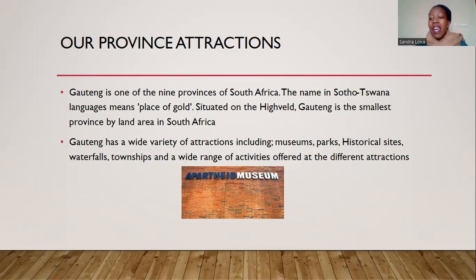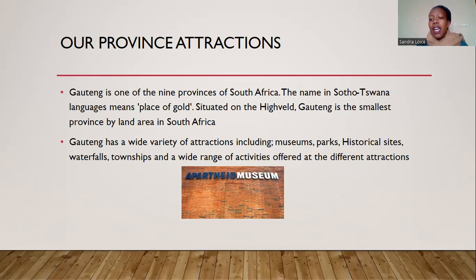Gauteng is situated on the highveld, and Gauteng is actually the smallest province by land area in South Africa. Funny enough, it holds quite a lot of the biggest population in South Africa currently, as over the years it kept building on with people coming from different places for work purposes. And as you know, where there's work, there are businesses that end up growing, and it attracted quite a number of people. There are many opportunities in Johannesburg, and this keeps attracting people.